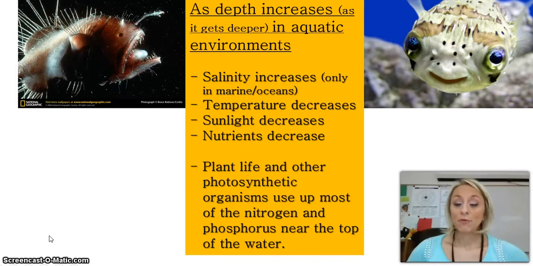So just a recap for you. As depth increases in aquatic environments, salinity also increases. Temperature decreases, or it gets colder the deeper that you go. Sunlight also decreases, or you could say it gets darker the deeper that you go. Nutrients also decrease. They're towards the top for those photosynthetic organisms. Plant life and other photosynthetic organisms use up a lot of nitrogen and phosphorus near the top.